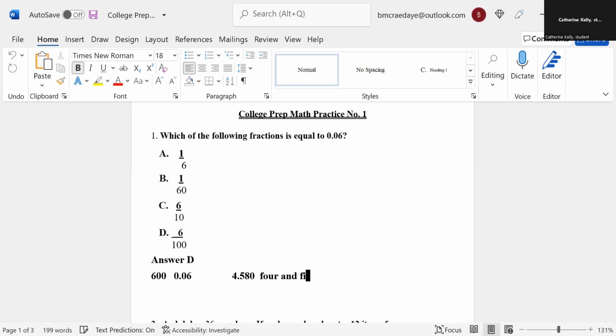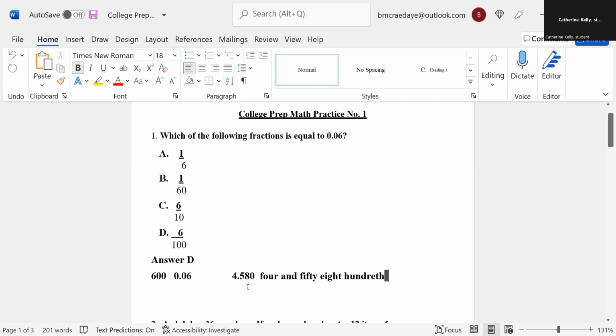4 and 50. I'm writing it here. 8 hundredths. Got to put the TH. Oh, yes. Because it's less than 1, right? 4 and 58 hundredths. So that would be hundredths. Remember, they have the TH ending. So 4 and 58 hundredths, or you could have said 4 and 580 thousandths.